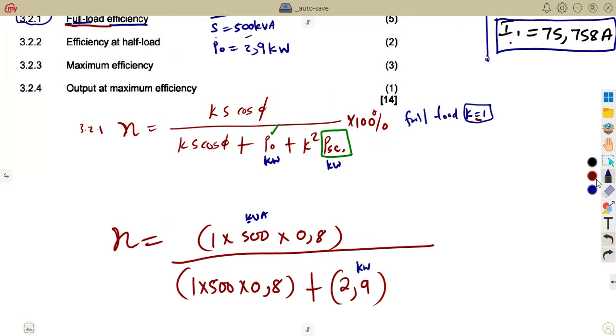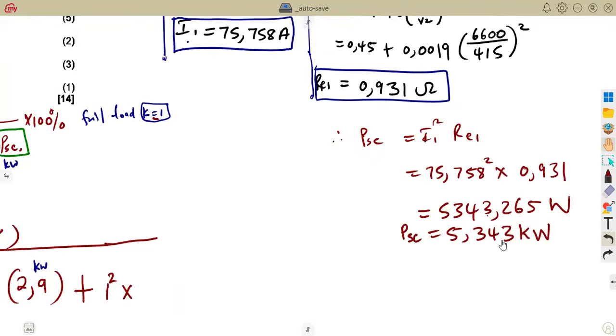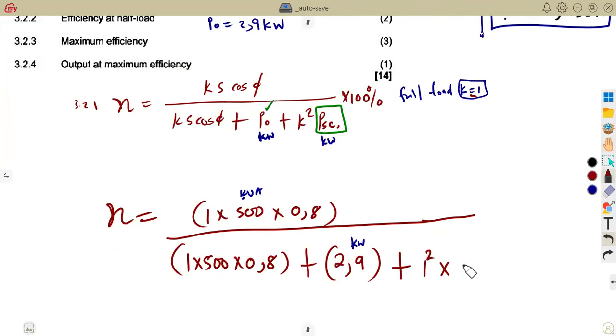Plus K squared. Our K, remember, for full load, is 1. So it's going to be 1 squared times the short circuit, the one that we have been calculating, guys, the missing piece of our question here. In kilowatts, since the other values are in kilo. That was 5,343. This is the value that we have been calculating. Times 100%, we are done. So you have your efficiency, guys.